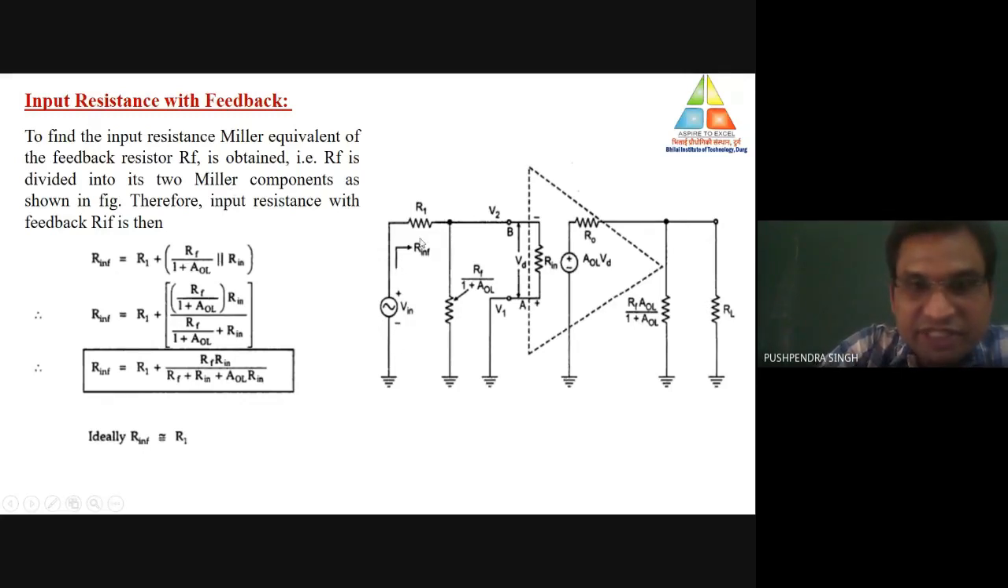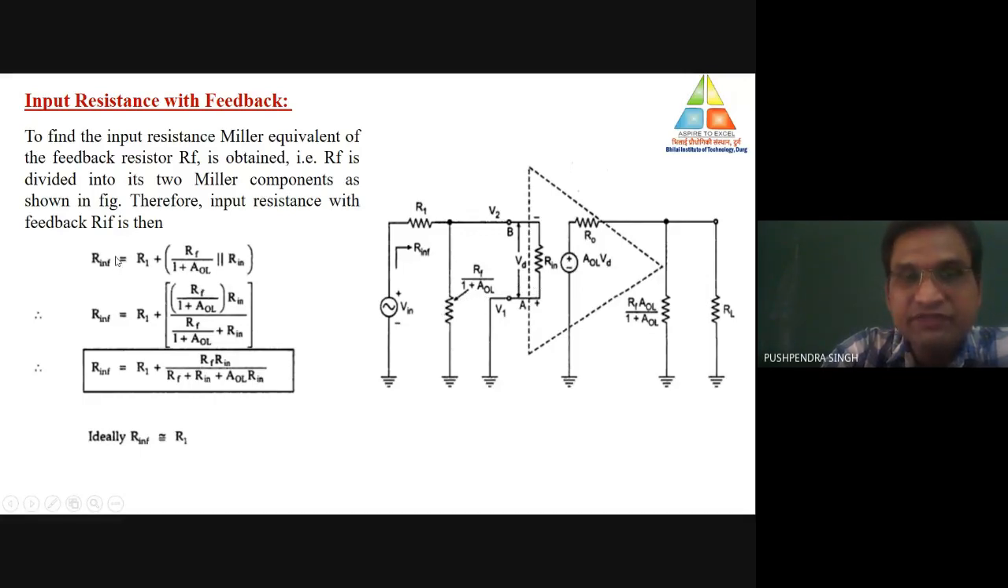It's the resistance which is seen from the input terminal of the op amp. So what is the equivalent resistance? The equivalent resistance will be from this terminal, this R1 plus. This terminal is grounded, and this terminal is also grounded. That means both the terminals are in parallel to each other.